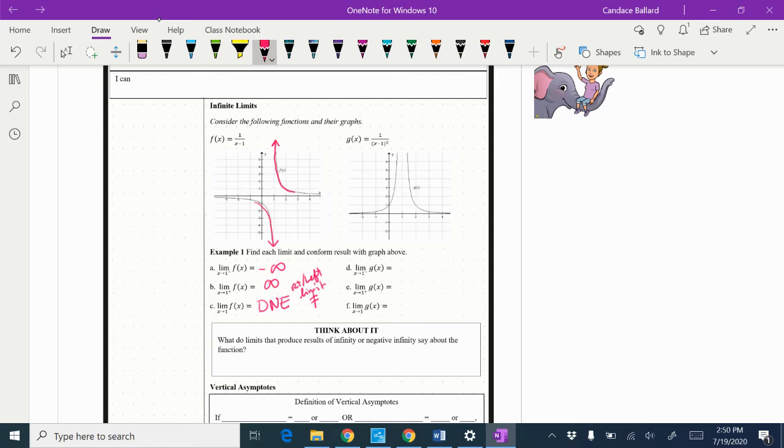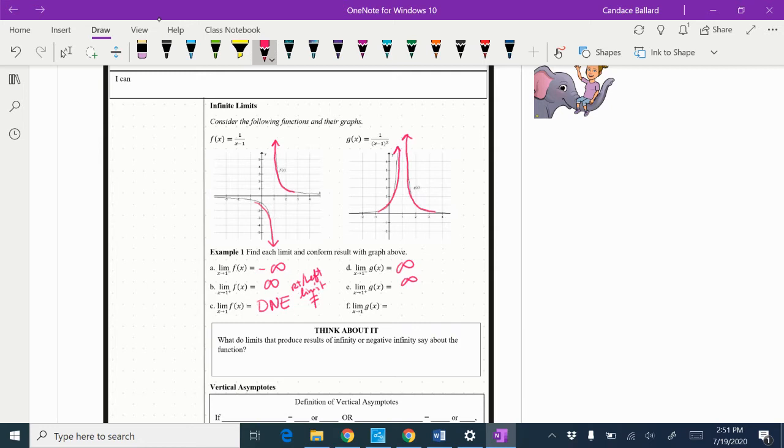So the limit as x approaches 1 from the left side, looks like I'm going up, up, up to positive infinity. And then as we're coming at it from the right side, I go up, up, up to positive infinity again. And what do you know? They match. We know that we have an infinite limit.